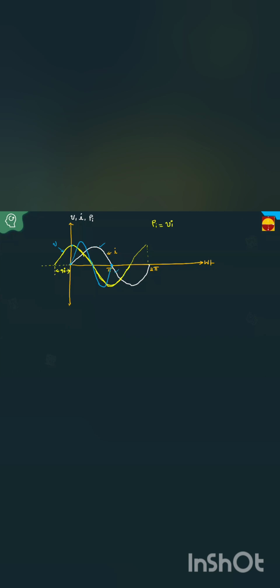Next, again negative. Current is negative, voltage is also negative. Negative into negative, positive. Again it is 0 here. Why is it 0? Because voltage is 0. If any one is 0, power becomes 0. Again, this is positive, this is negative. Negative into positive, negative. Again it is 0.